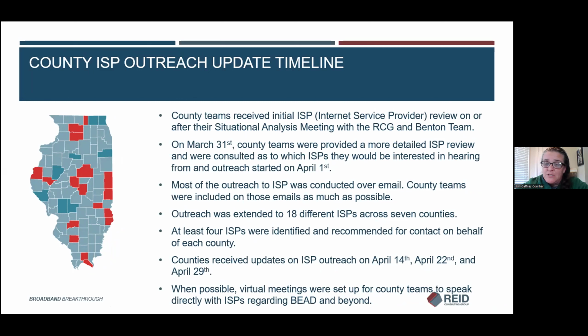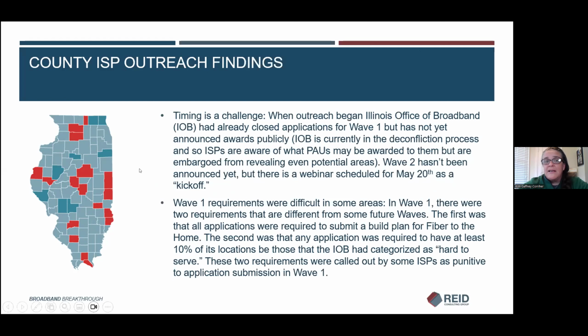At least 4 ISPs were identified and recommended for each county. You all should have received the last update yesterday. If you did not receive it, it went to your county team lead. So feel free to leave your email address in the chat for me, and I can send that on, or just reach out to your county team lead and you can get a copy of that. When it was possible and when we thought there was some value to it, we did set up Zoom meetings between the county teams and some ISPs, and we had some really good meetings.